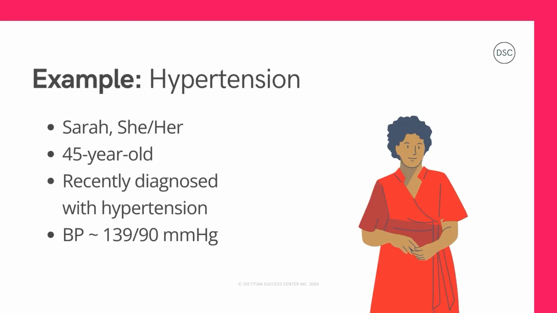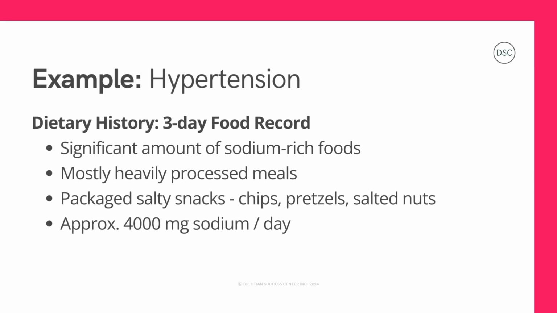Meet Sarah, a 45-year-old female who recently visited her doctor and was diagnosed with hypertension. Her blood pressure readings have been around 139/90. She is referred to us for nutrition counseling. As part of Sarah's initial appointment assessment, she completes a 3-day food record. From the 3-day food record, we can see that she consumes a significant amount of sodium-rich foods in her daily diet, mostly from heavily processed foods such as fast food burgers and fries, canned foods, and processed meats, as well as packaged salty snacks like chips, pretzels, and salted nuts.